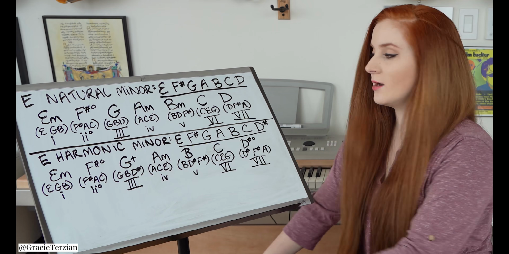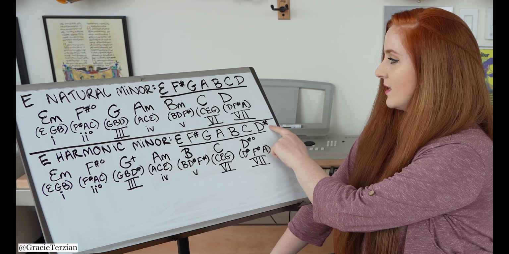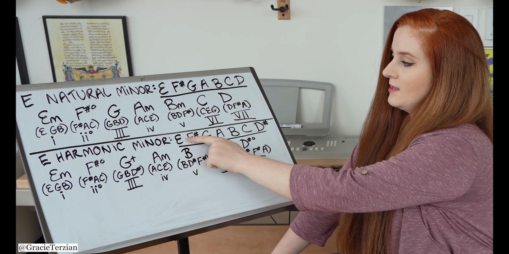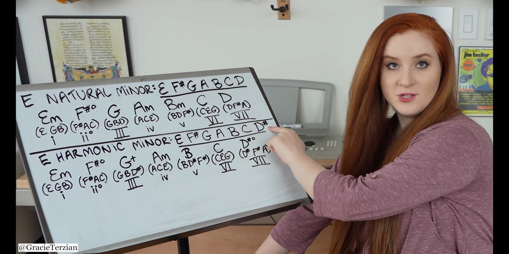Okay, so I just wrote out an E harmonic minor scale. So it has that raised 7th. So we have E, F sharp, G, A, B, C, D sharp instead of a D.